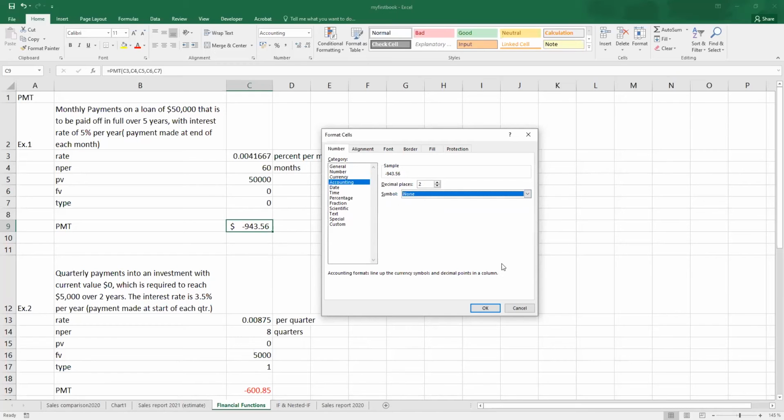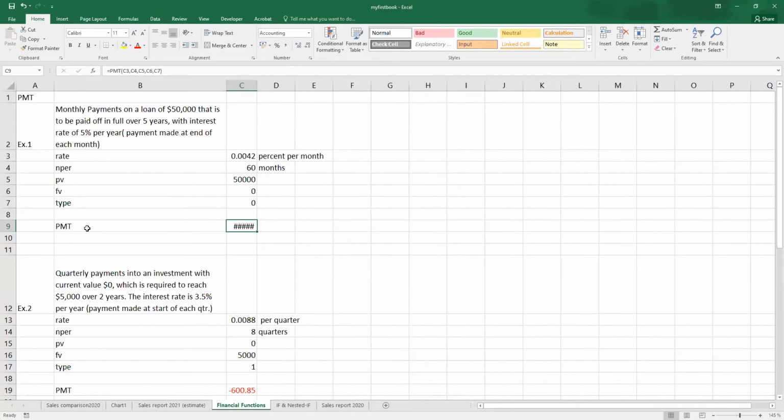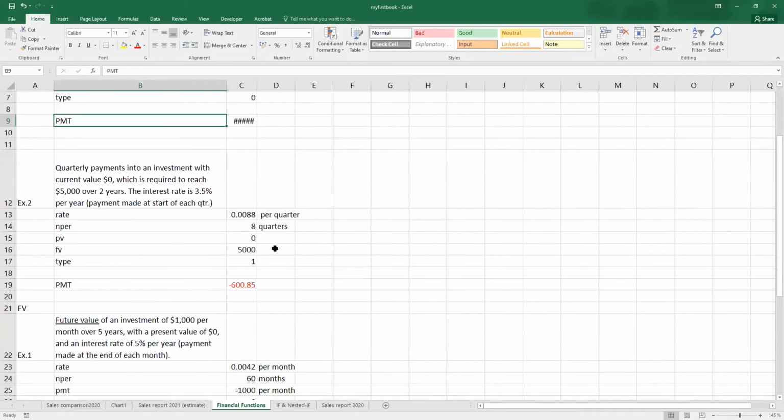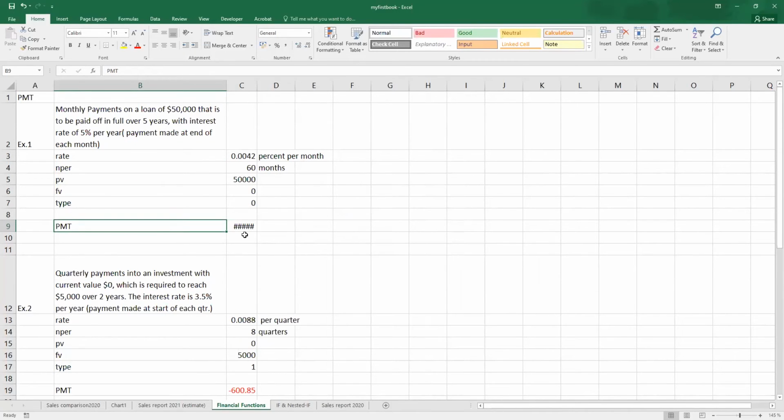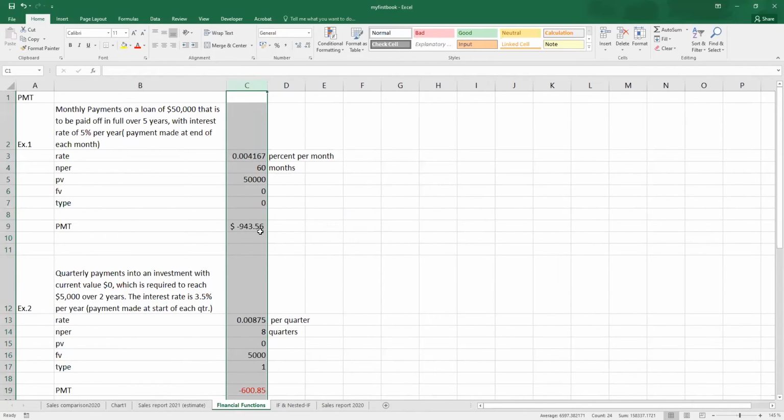Apart from that, somebody asked me that when you calculate the function, the output shows you hashes. If you remember, I told you at the very beginning of class that lots of hashes come from a column that is too narrow. You just widen the column so that you can display the value properly.